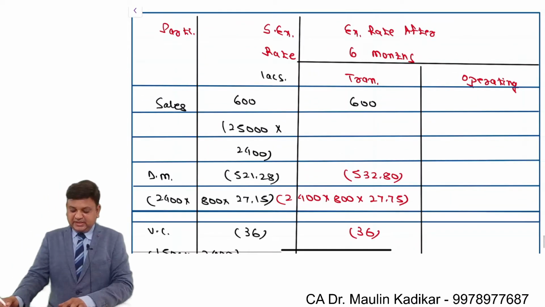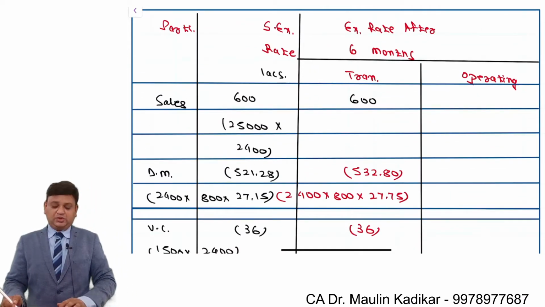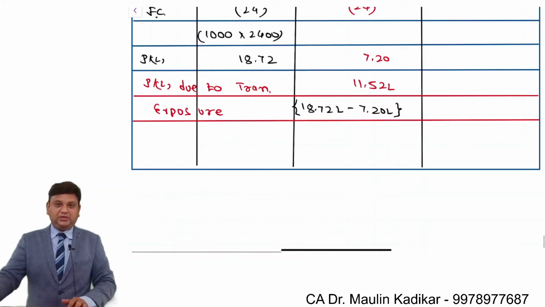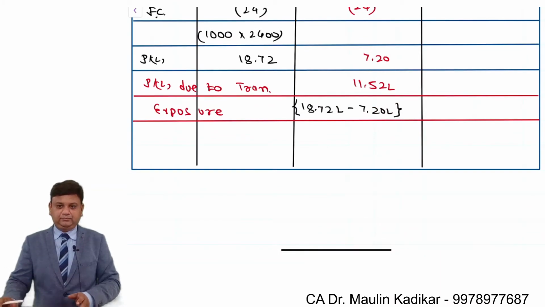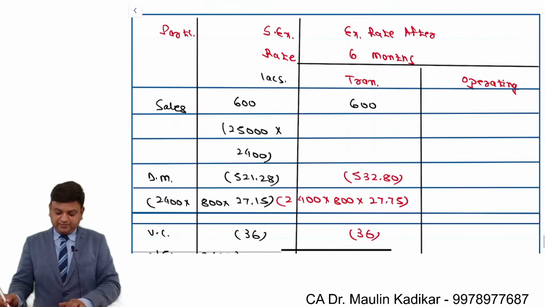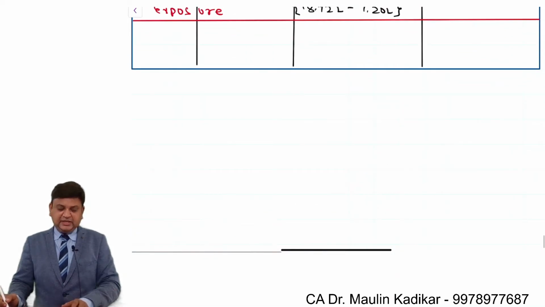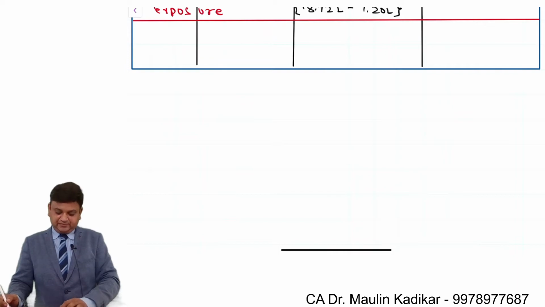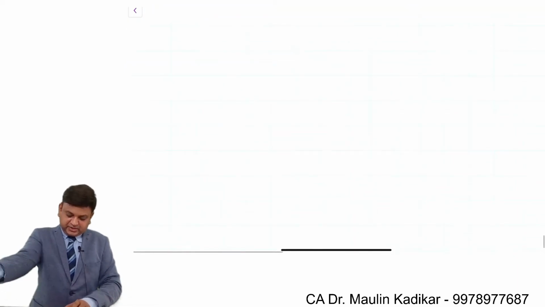Now we are going to understand calculation of the profit or loss due to operating exposure. So now let us have understanding of the calculation of the profit or loss due to operating exposure. The kind of working that we are required to do is like this. Everybody is requested to pay attention.